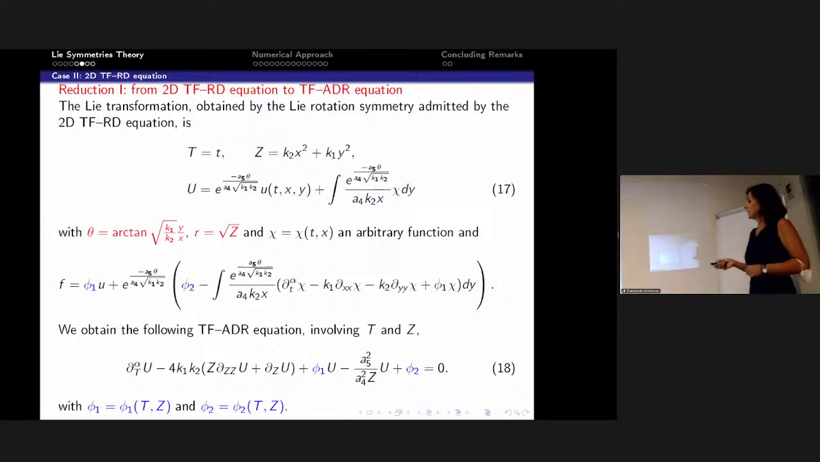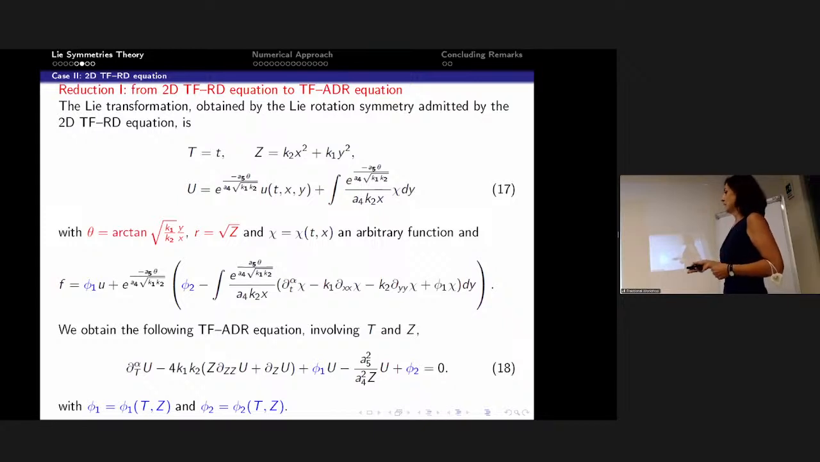Note that in the new reduced equation, we have the functions phi1 and phi2 that characterize the source term of equation number 18, but this also characterizes the source term of the original model. Now, if it's possible to analytically solve equation number 19, we can obtain the solution of the original model by applying the inverse transformation given by 17. But now, I'll show you the second reduction.